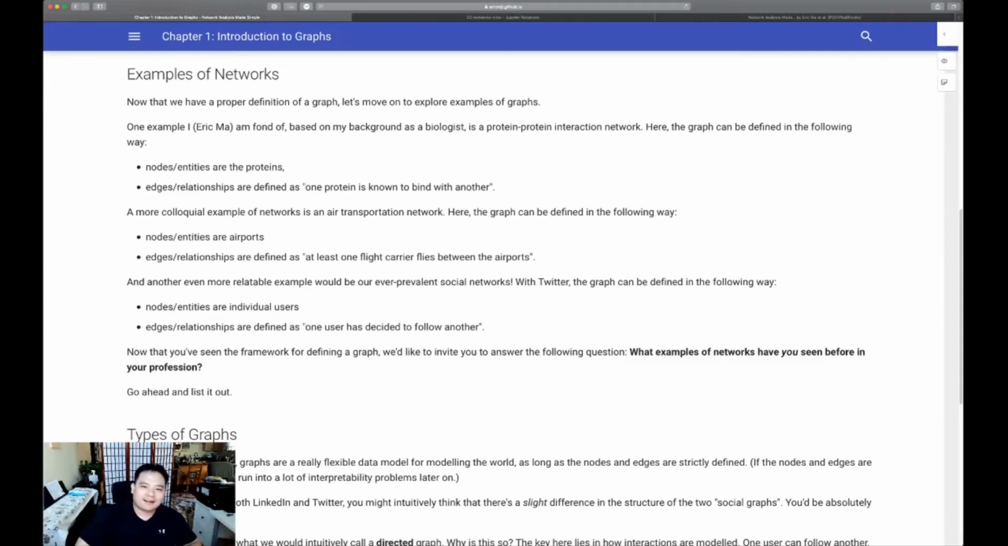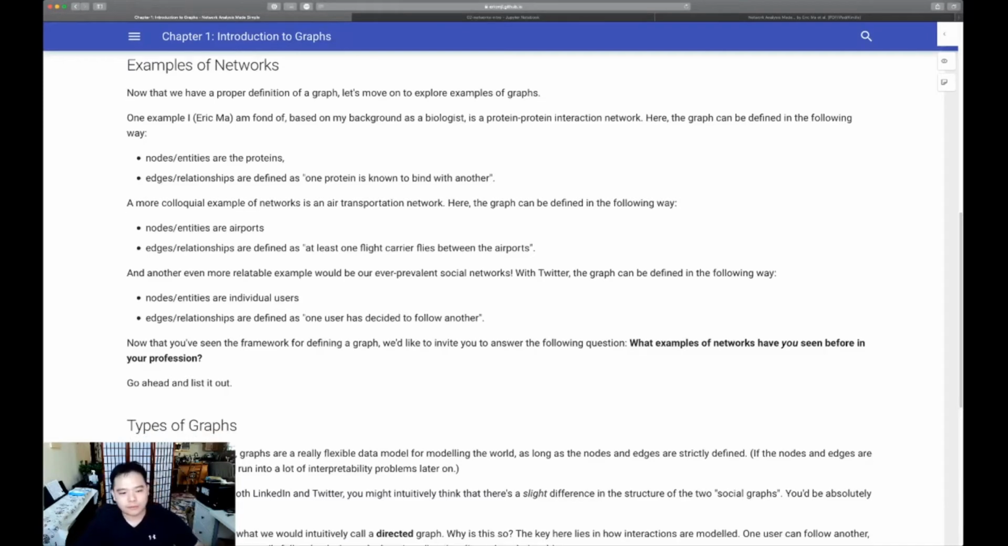So now, at the end of this chapter, I'd like you to do a little exercise for yourself. What examples of networks have you seen before in your particular profession? So write them out. And the most important thing I'd like you to really think about is what is a node and what is the specific definition of an edge? And is the definition of the edge that you have muddied enough and not precise enough that you need to refine it further? That's the most important thing that you have to define.